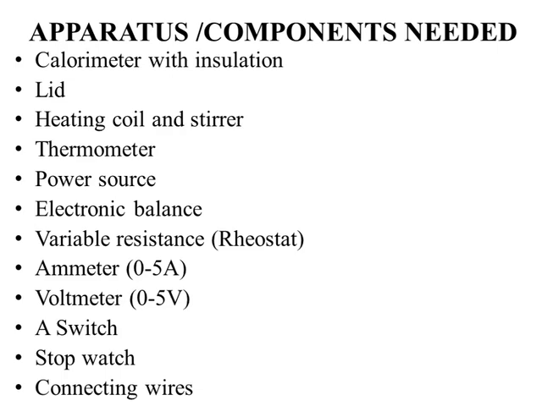Now the apparatus. These are some of the apparatus or the components you should expect to use or be given for use. First one is the calorimeter. The calorimeter container I talked about is always an insulated one, which means that most of the time it will be difficult for heat to escape. Lid means cover, then heating coil and stirrer.